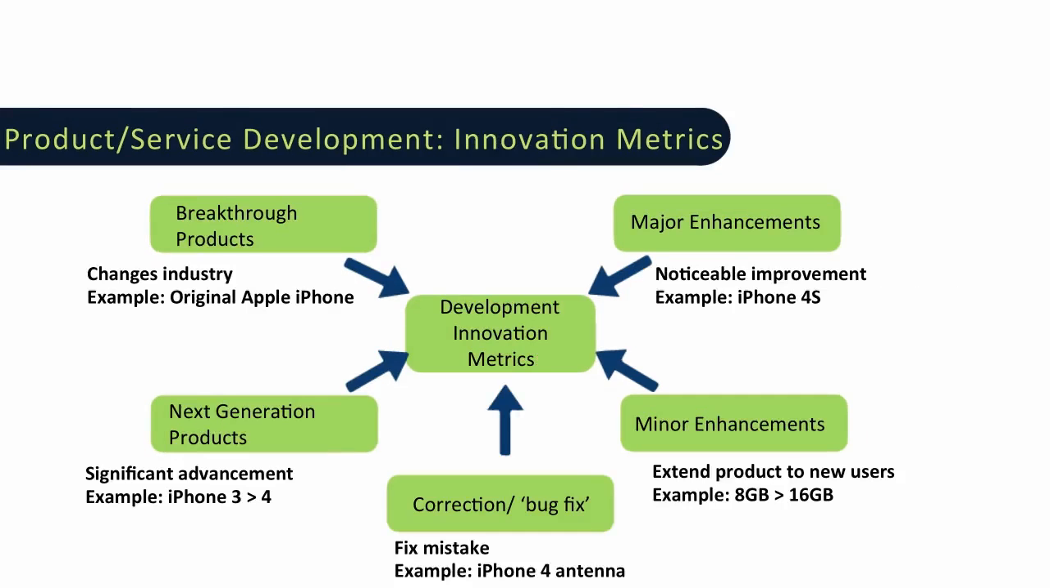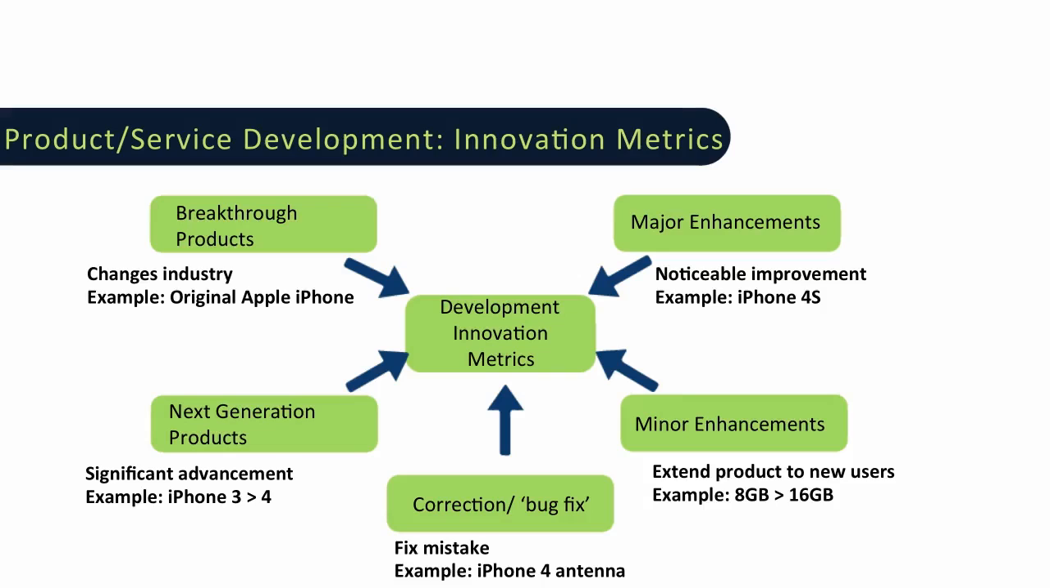Product and service innovation metrics measure a company's ability to innovate. Innovation is more than just fixing mistakes and errors in products and services. Companies wanting to be considered innovative must always be developing a mix of new offerings. The mix should include breakthrough products, next generation products, major enhancements, minor enhancements, and corrections.